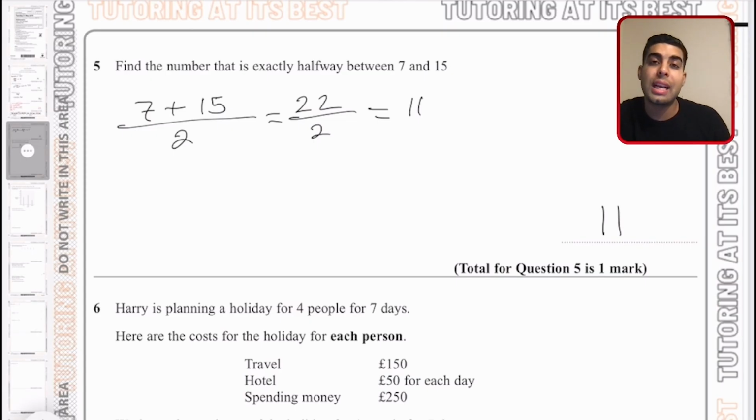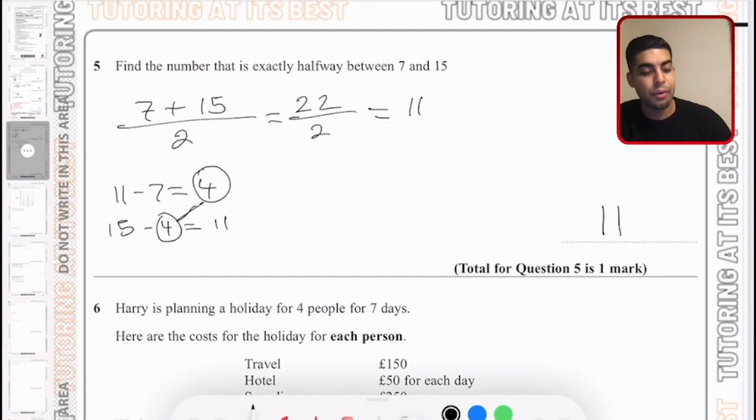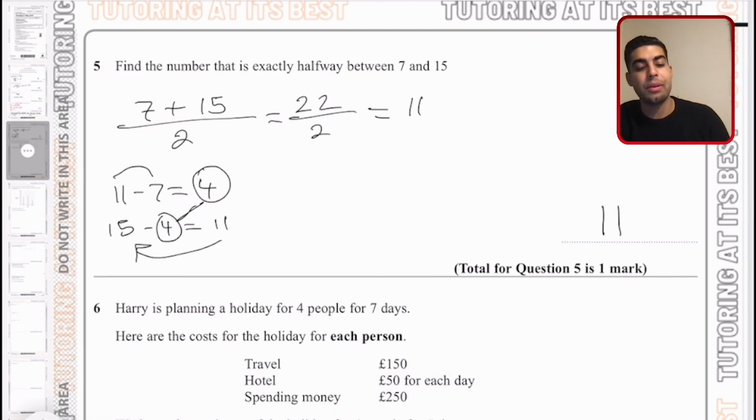And again, a way to check that is to see if the difference between the smallest number and the largest number is the same. So let's go ahead and simply have 11 take away 7, which gives us 4. And let's go for 15 take away 4, which gives us 11. So you can now see it works both ways. So if we have 11, we can add 4 to that to get 15. And again, if we have 11, we can take away 4 to get 7.